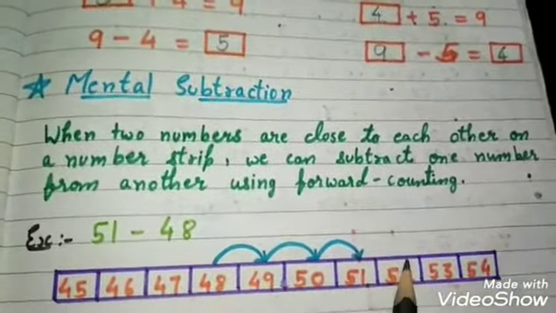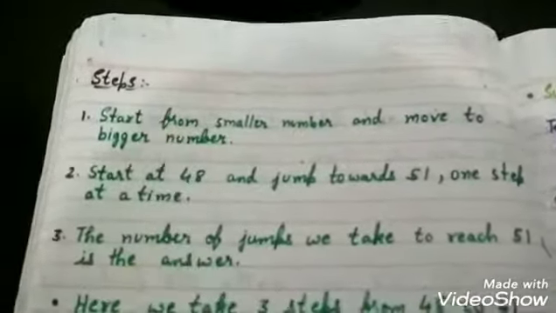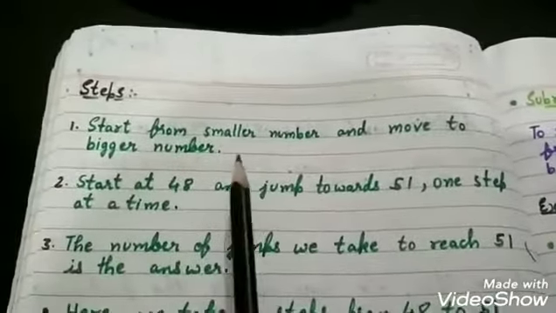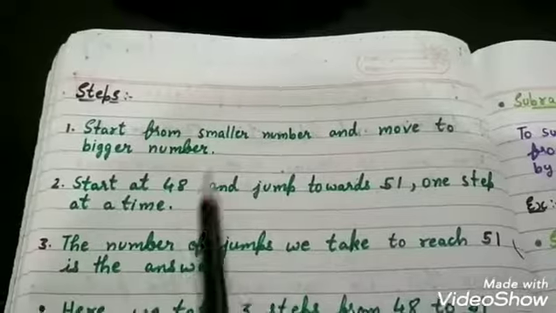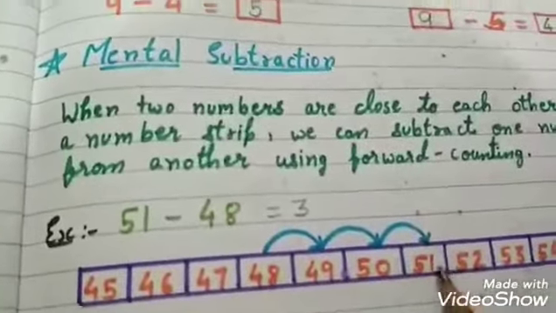See here, I have also mentioned steps for this. See the first step: start from the smaller number and move to the bigger number, like we have moved here. Second step is start at 48 and jump towards 51, one step at a time. We have to jump one step at a time from 48 to 51. See, we have done it like this only.